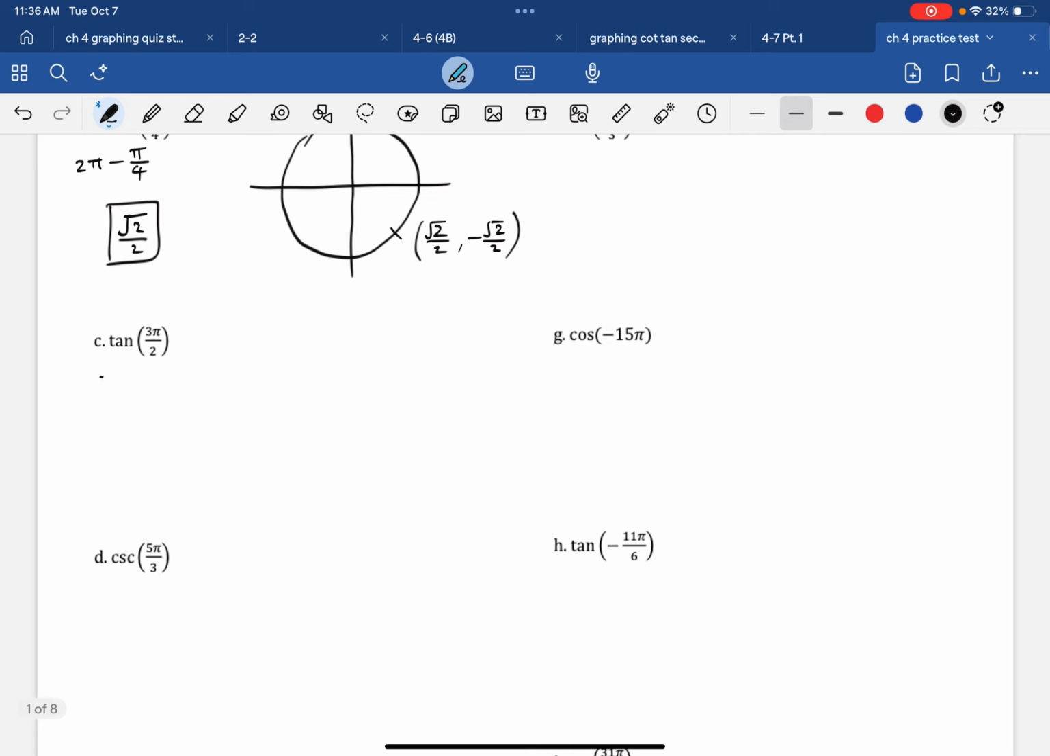3 pi over 2 is pi plus pi over 2. And so I'm going to be right here on the unit circle. The coordinates are 0, comma, negative 1. And tangent is sine over cosine, so that's the y value divided by the x value. So it's negative 1 divided by 0, which is undefined.